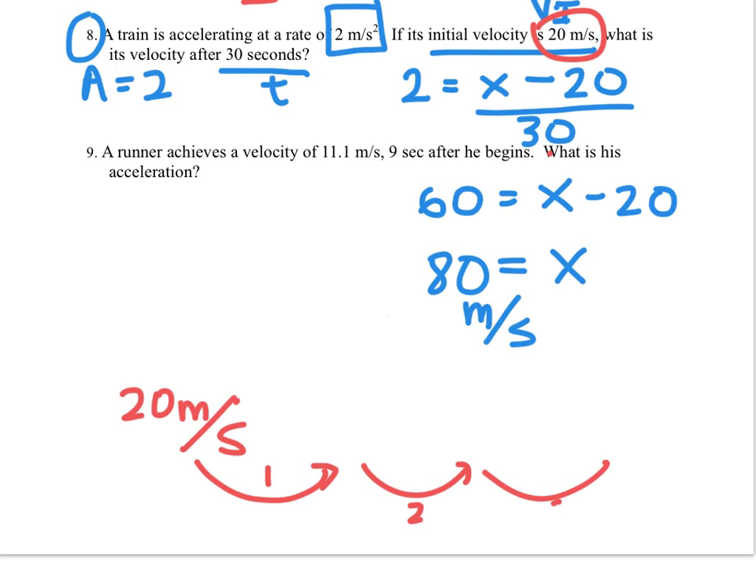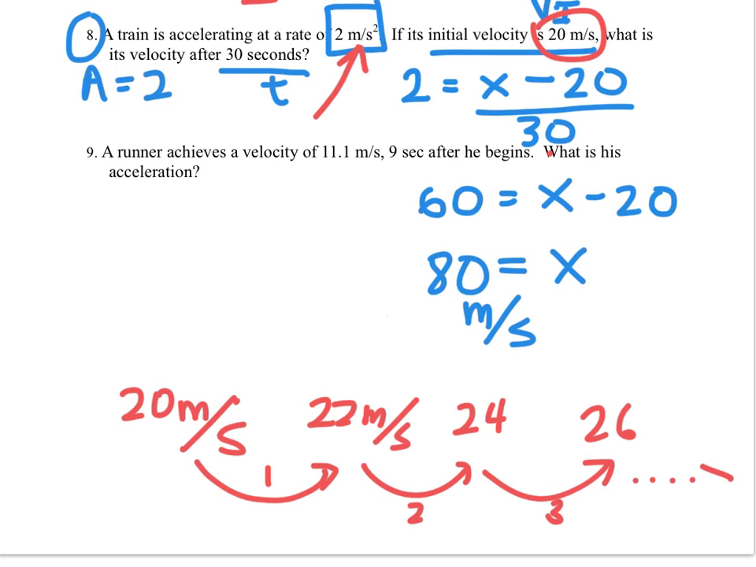Every second, for 30 seconds, its speed increased by 2 meters per second, which is its acceleration. So again, its initial velocity is 20, and what this problem is telling us is that every second, its speed went up by 2. So after the first second, it was 22 meters per second. After that, it was 24. After that, it was 26.